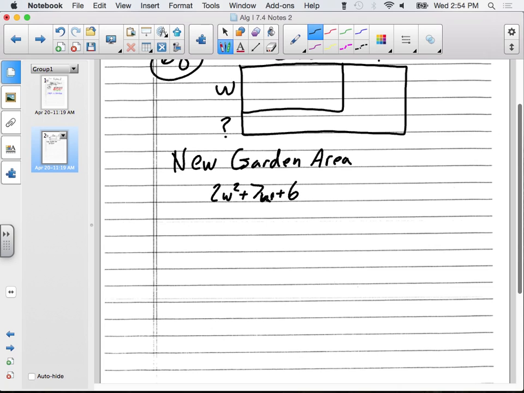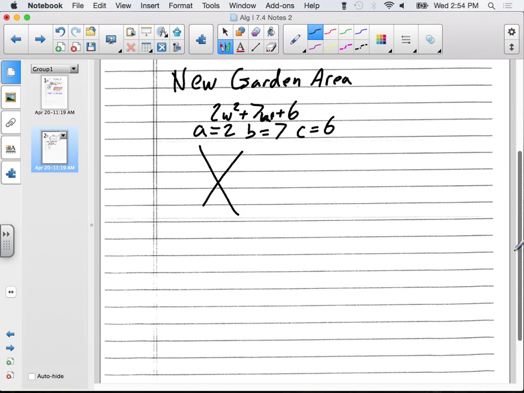Alright, so when we first start factoring this out, what do we always have to do first? Find three things. A, B, C. So A is 2, B is 7, C is 6. Get your diamond. What goes upstairs? 2 and 6 equals 12. 12, and then on the bottom? 7. So we're looking for 2 numbers. Multiplied equals 12, added equals 7. What are they, Russell? 3 and 4.